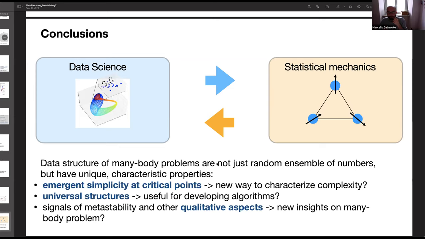And I think it will be interesting in the future to understand whether data structures can enable new insight on many body problems that are very hard to capture by analyzing them with conventional tools.